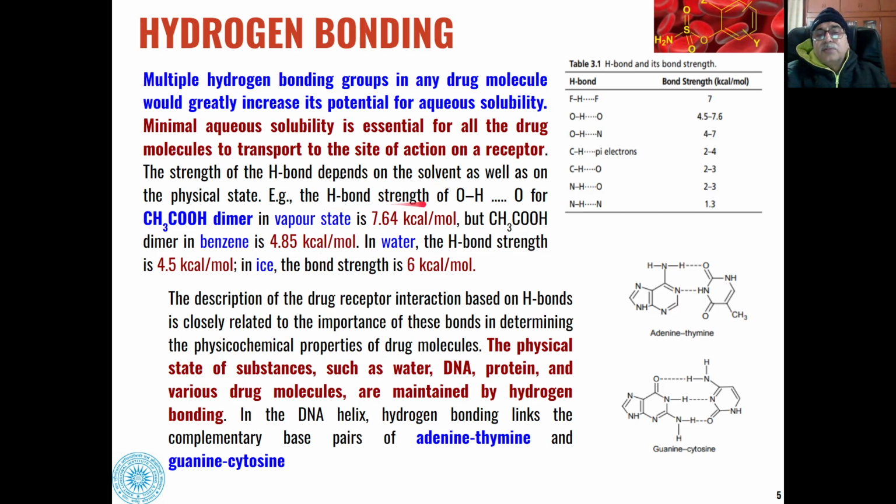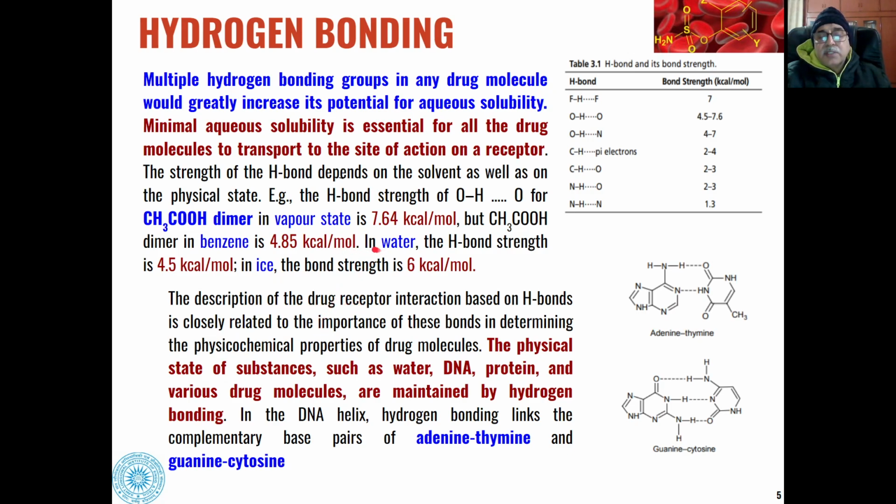So the hydrogen bond strength of oxygen and hydrogen for acetic acid dimer in vapor state is 7.64 kilocalories per mole. But if we use benzene as the solvent, then it is 4.85 kilocalories per mole. So that means hydrogen bonding is dependent on the physical state of the molecule also.